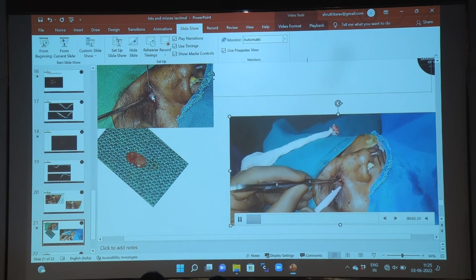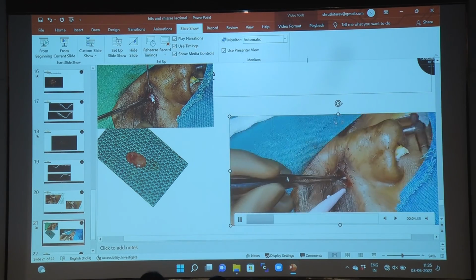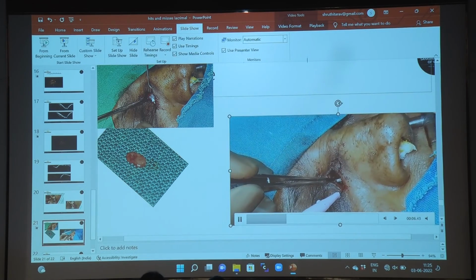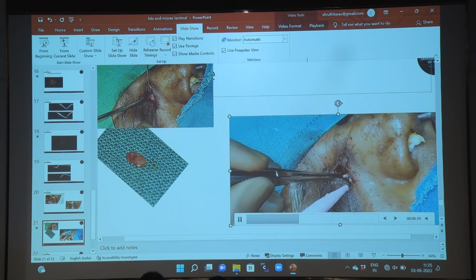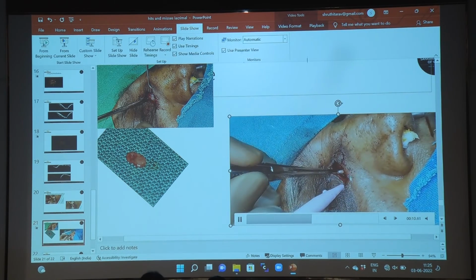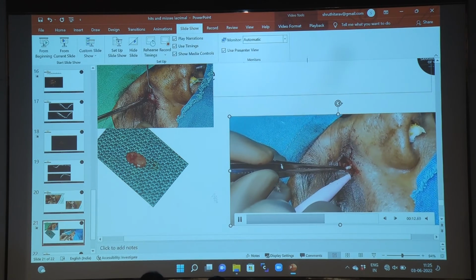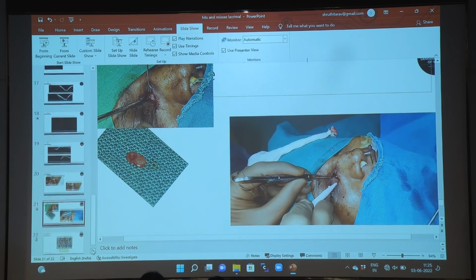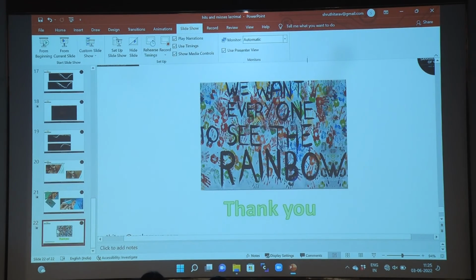I saw this mass between the nasal mucosa and the bone. I really don't know what it is. I've sent it for pathology. Let's wait and see. I just used the crescent and shaved it, and I've sent it for biopsy, waiting for the report. Thank you.